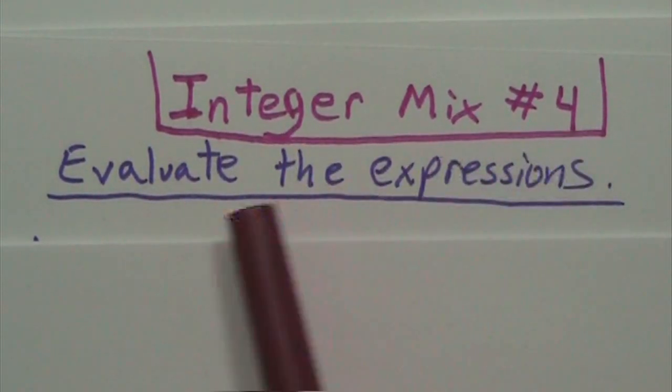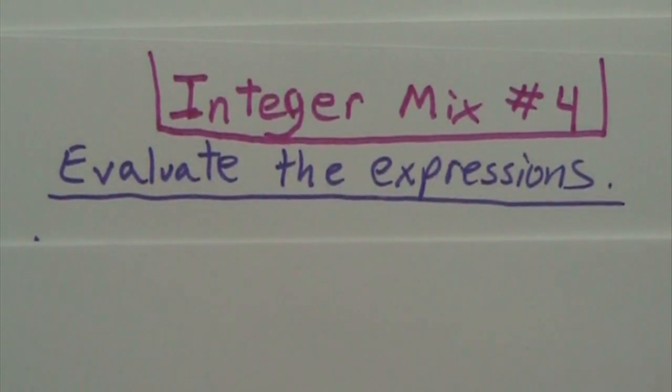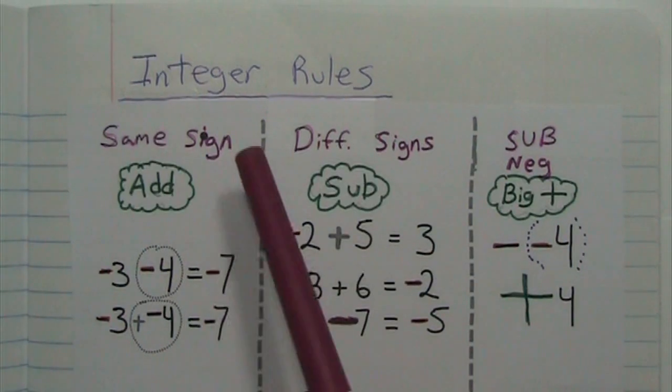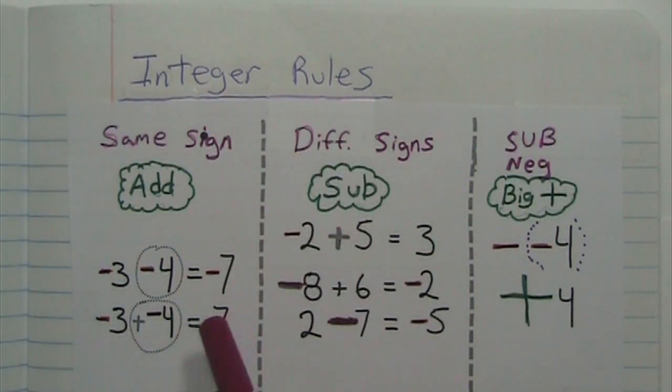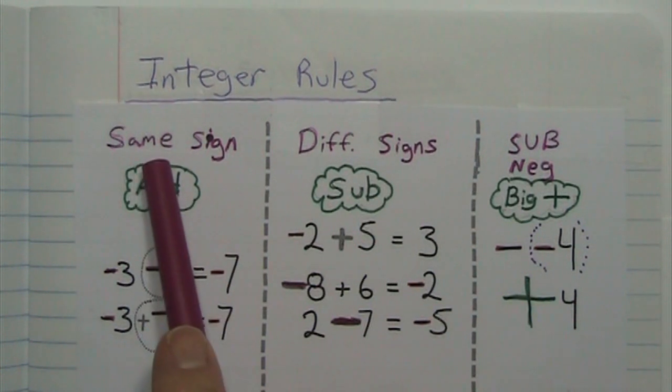Okay, this is integer mix number 4, evaluating the expressions. Here are some rules for the integers. So we know about hot versus cold, but we can also just look at this.